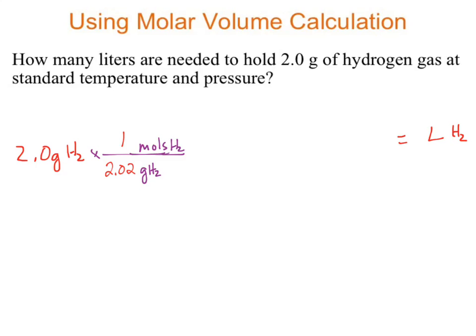What are our units now? We now have moles of H2. Is that our answer? No. What do we have to do? We need to get rid of our moles. What do we want on top? Liters. Do we have a conversion factor between those two? What's that conversion factor?